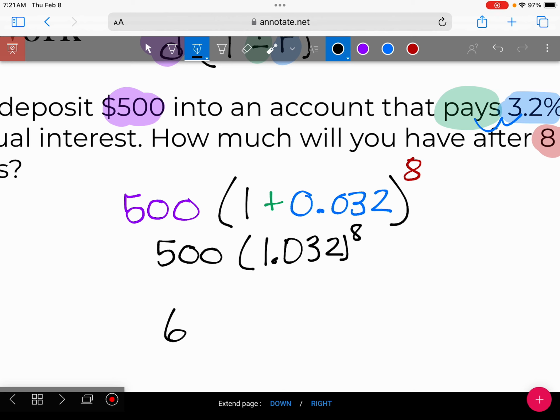We get $643.29. So they didn't put any more money in. They put $500 in and walked away. Free money. Put your money in your bank account and let it sit. Let it simmer. Questions on this one?